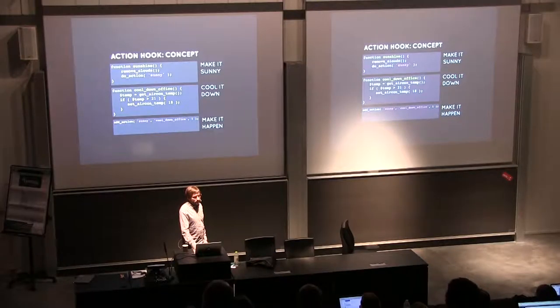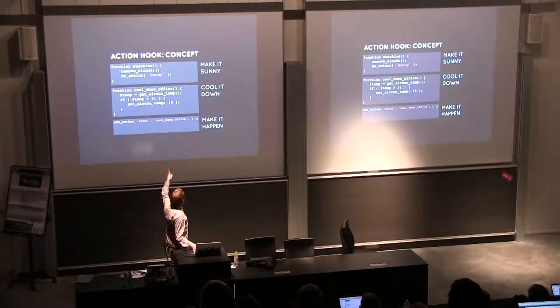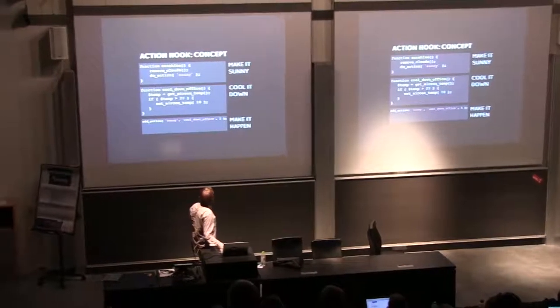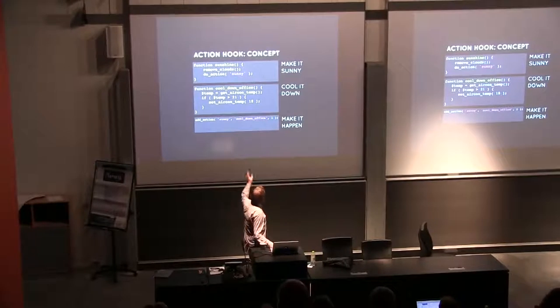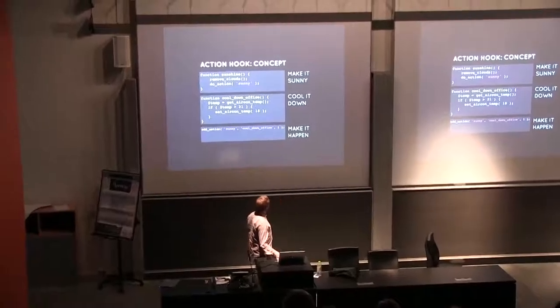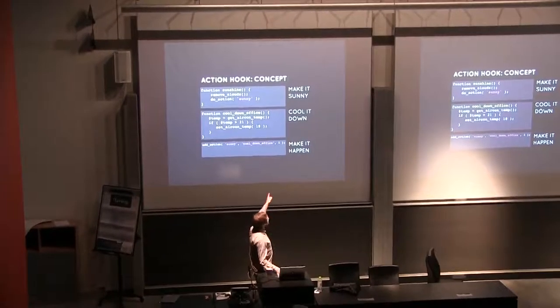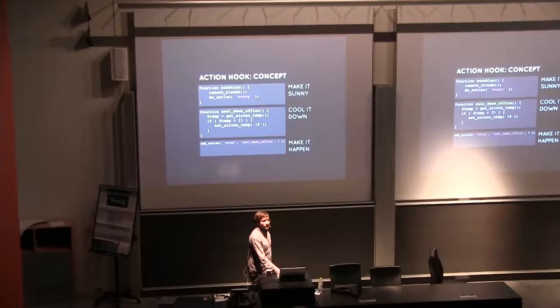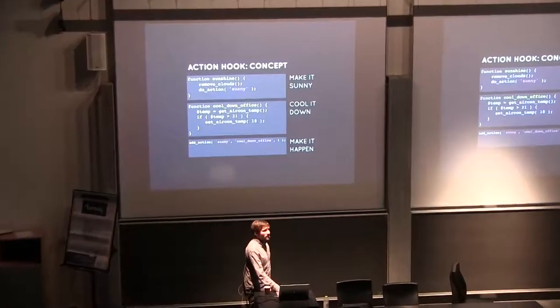Now we're making it happen, because we're adding an action to the hook. We're saying add_action, the hook name is sunny. That's the one we've defined up there, the one that God or nature defined. When that hook is fired, we want to cool down the office. That's the second attribute in that action. And the third one is a priority. I've given it priority one because it's really important. Otherwise, I get no work done.